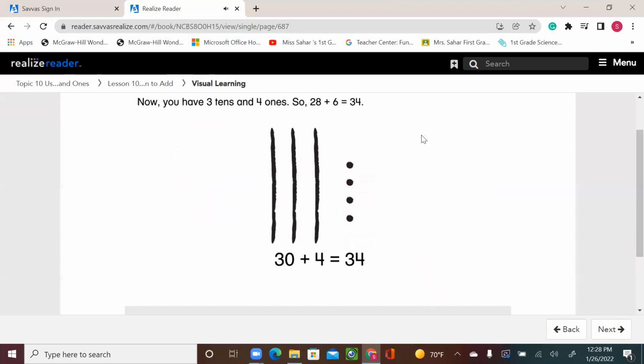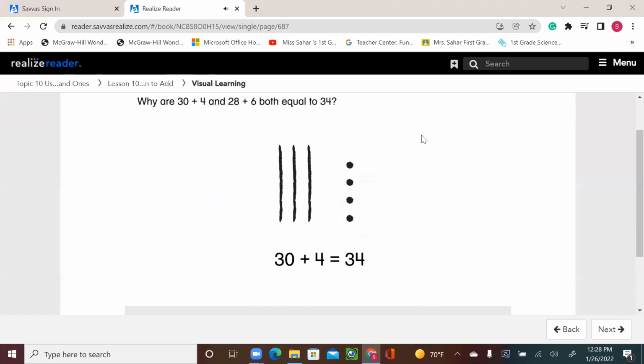Now you have 3 10s and 4 ones. So 28 plus 6 equals 34. Why are 30 plus 4 and 28 plus 6 both equal to 34? 30 plus 4 and 28 plus 6 are both equal to 34 because 2 was moved from 6 to 28 in order to make a 10.